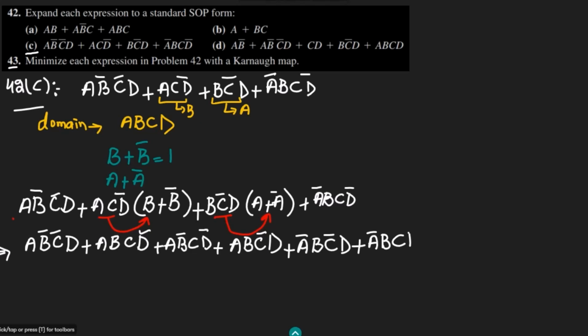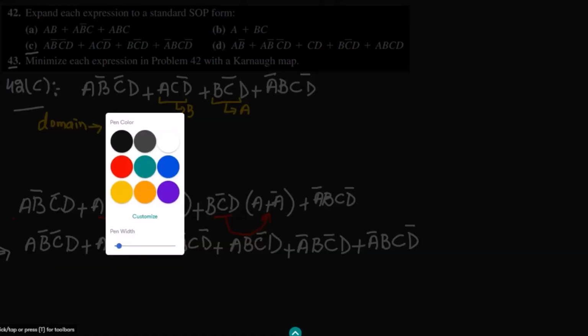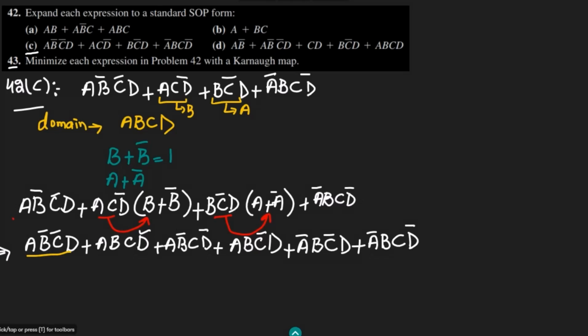Okay, so let me look for all the duplicate terms. Here we have this first term, AB'C'D, and is there any duplicate term for it? No, there is no duplicate term here. ABCD', ABCD', no duplicate term here. AB'CD', no duplicate term here. ABC'D, no duplicate terms, and similarly all the terms here are unique.